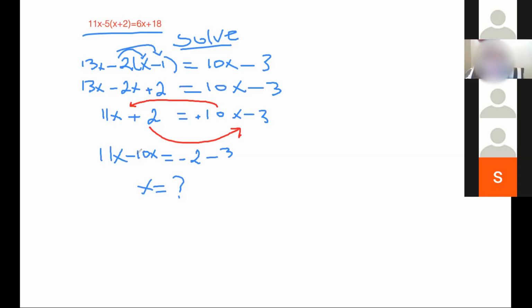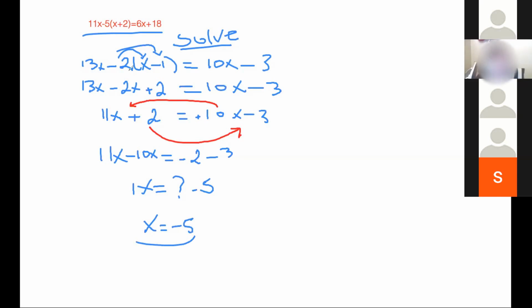Finally, we have the numbers together and the x's together. We can simplify. 11x take away 10x would be x. That's right, x, or you could say 1x, it doesn't matter. And over here, negative 2 minus 3 will be negative 5. And that's it. So that's the x we're looking for. You can also say just x equal to negative 5.